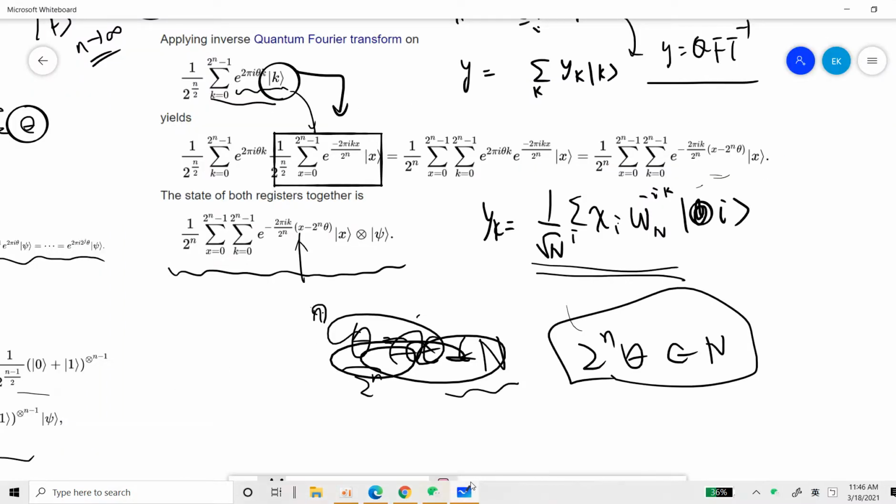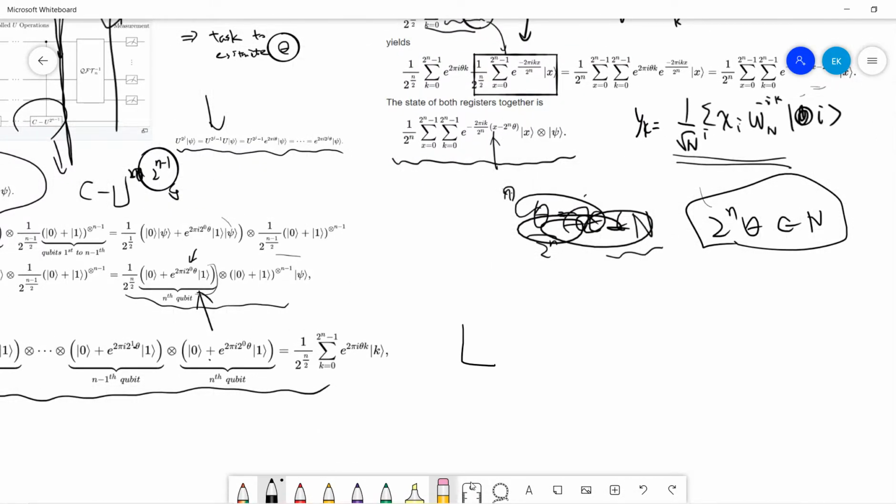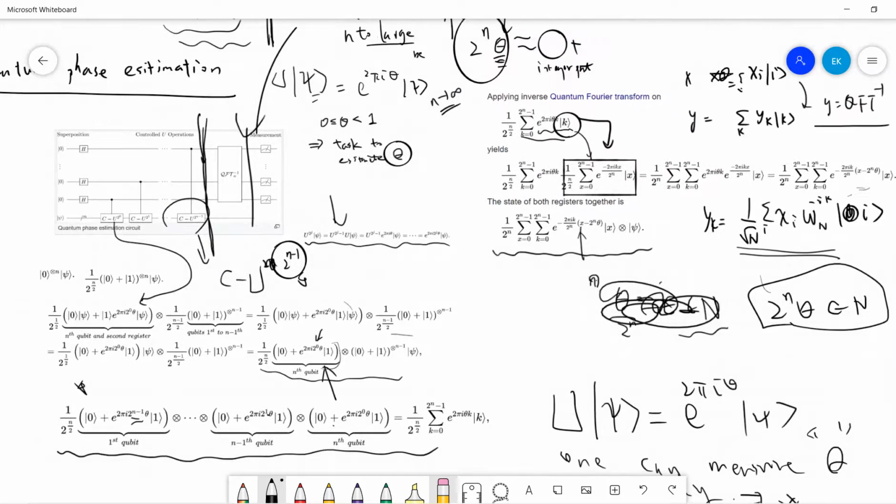So this idea is the so-called quantum phase estimation. It's basically very amazing that somebody gives you U psi equals e to the 2 pi i theta psi, and one can measure theta easily. Okay, so that's the proof.